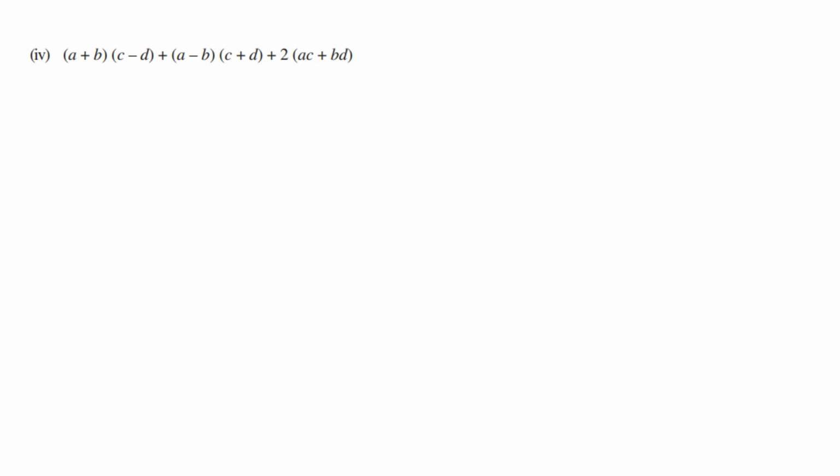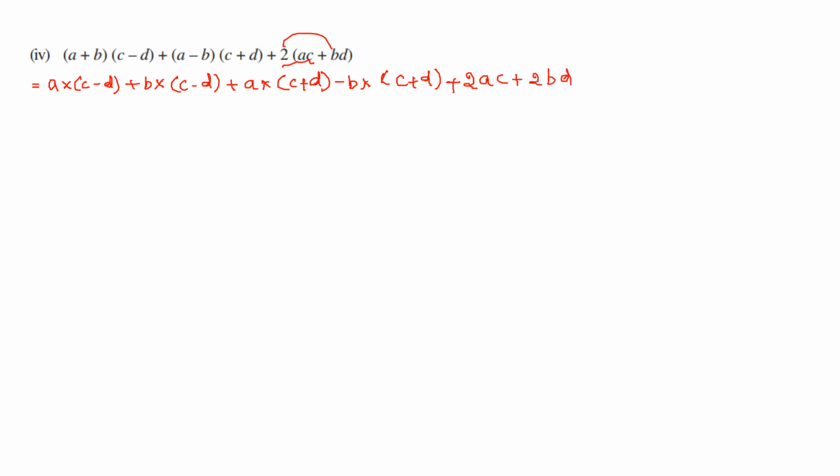So first one, you have to multiply a with (c minus d), plus b multiplied with (c minus d), then plus a multiplied with (c plus d), then minus b multiplied with (c plus d), and then 2 times (ac plus bd). See, 2 multiplied by ac will give 2ac, plus 2 times bd, you have to multiply, it will give 2bd.